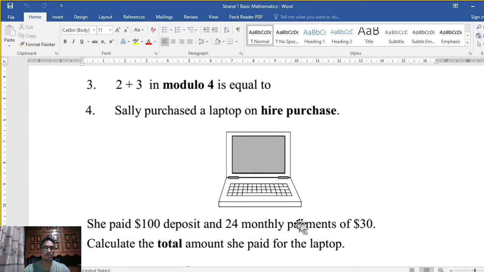Okay, let's look at number 4. Sally purchased a laptop on hire purchase. So this is a laptop Sally has bought. Now she paid $100 deposit and 24 monthly payments of $30. So she pays $100 deposit and on top of that she is paying 24 monthly payments, $30 a month. So calculate the total amount she paid for the laptop. So what's the total amount Sally is paying?